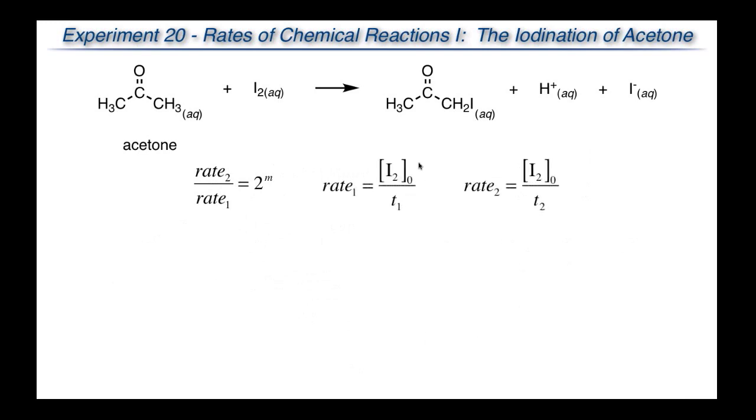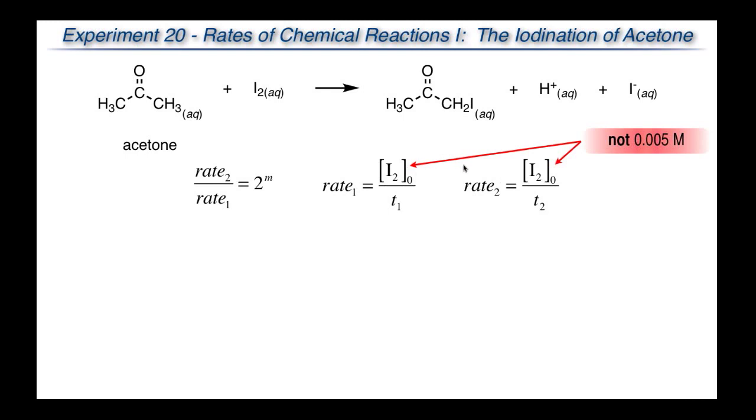So again, taking the equation that we saw on the last slide, rate under conditions 1 would equal the initial concentration of iodine divided by the time that we measure for the color of iodine to disappear, so t1. And under the second set of conditions, rate 2 would equal the initial concentration of iodine divided by the time that it took for the color of iodine to disappear. So we can very easily calculate the two rates.